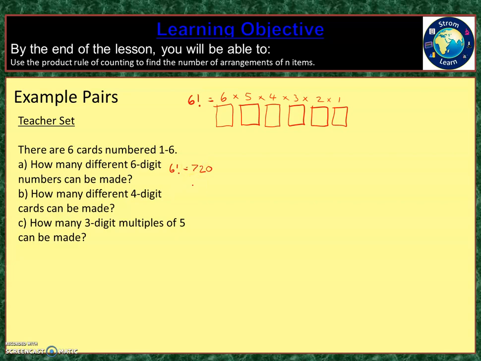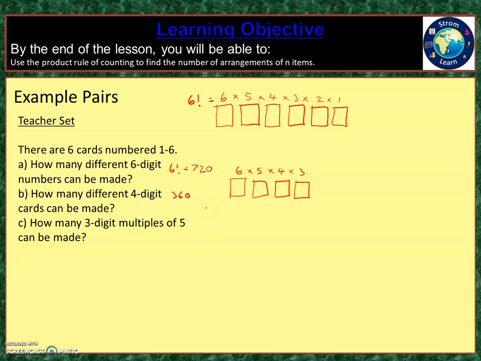So let's look at this next bit. How many different 4-digit numbers can be made? So let's just think about 4-digit numbers. I've still got the same 6 original cards, so I've got 6 options for the first card, 5 for the next one, 4 for the next one, 3 for the next one. So here I'm multiplying these together, but I'm not multiplying by 2 and multiplying by 1 at the end. So it's probably going to be easier just to do 6 times 5 times 4 times 3 rather than do 6 factorial divided by 2 factorial, but that would work either way. And that gives us an answer of 360.